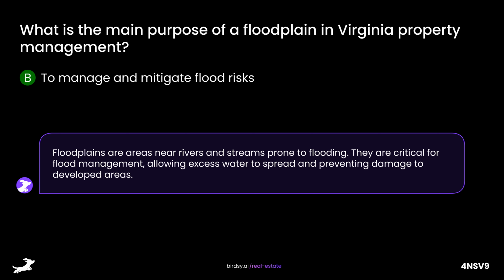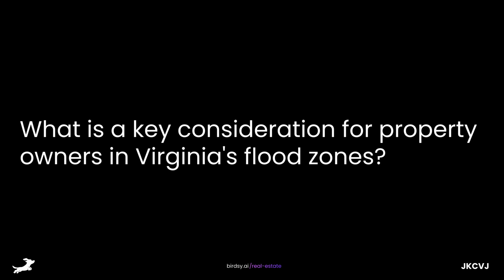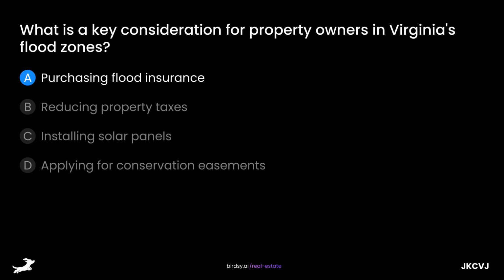Floodplains are areas near rivers and streams prone to flooding. They are critical for flood management, allowing excess water to spread and preventing damage to developed areas. What is a key consideration for property owners in Virginia's flood zones? Is it A, purchasing flood insurance, B, reducing property taxes, C, installing solar panels, or D, applying for conservation easements? The answer is A, purchasing flood insurance.